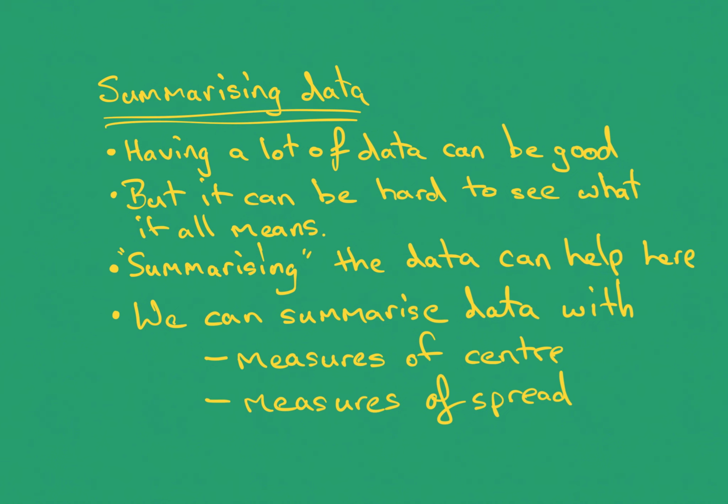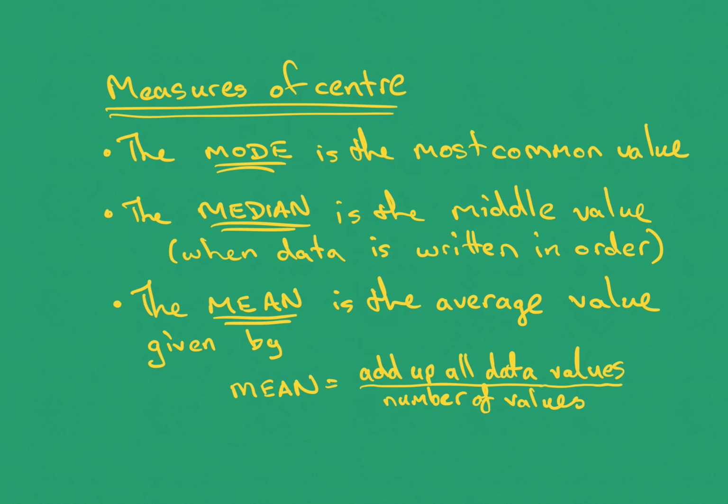A couple of the fundamental ways to do that are called measures of center and measures of spread. So the three most common measures of center that you'll see are the mean, the median, and the mode. The mode is just the most common value that arises in your data set. The median is the middle value once you've written the data set in numerical order. And the mean is what you might be commonly thinking of as the average value. Or when we talk about average, we usually talk about the mean. And that's given by adding up all the data values that you have and then dividing by how many of those values there are.